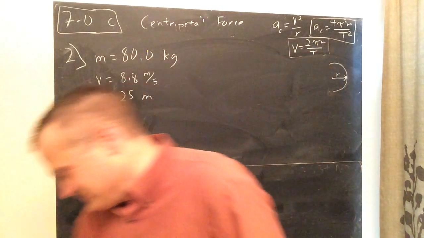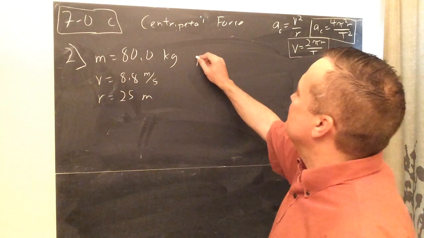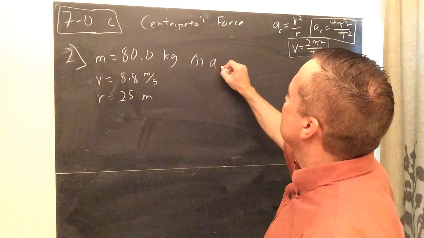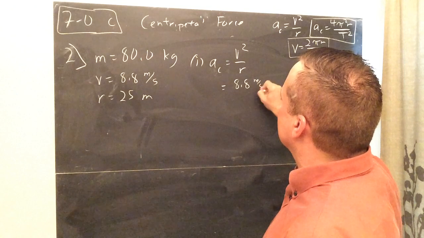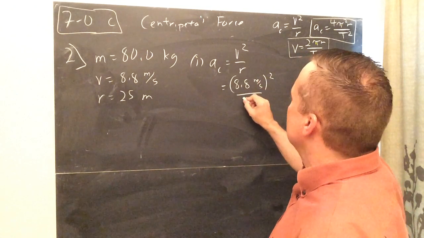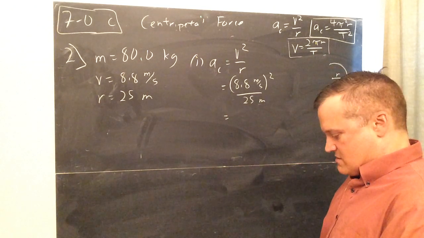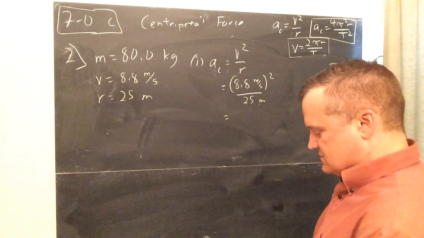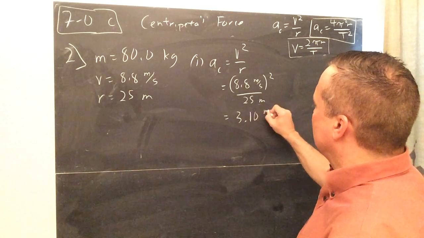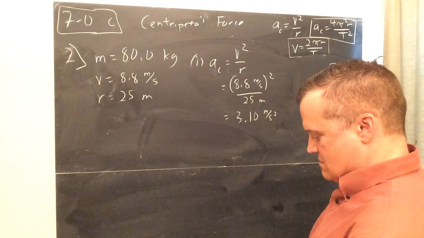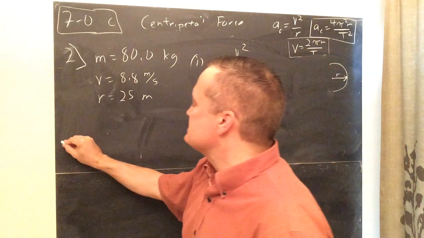uniform circular motion. So first of all, what is the acceleration of the runner? This is easy on this one because they gave us the velocity. So the acceleration is v squared over r, 8.8 meters per second squared divided by 25 meters. It's 3.10 meters per second squared. Double checking the math there.